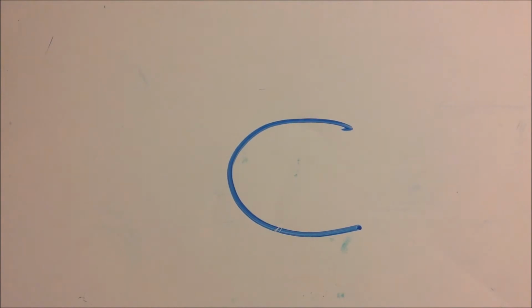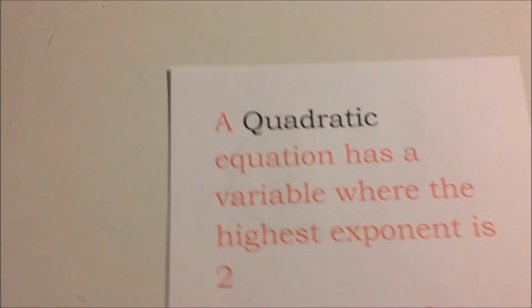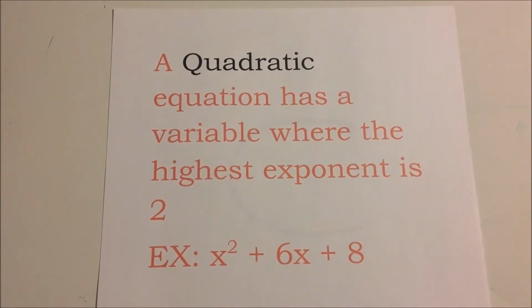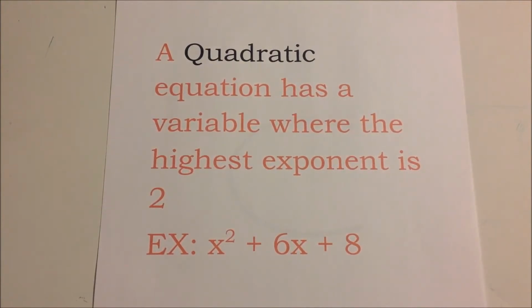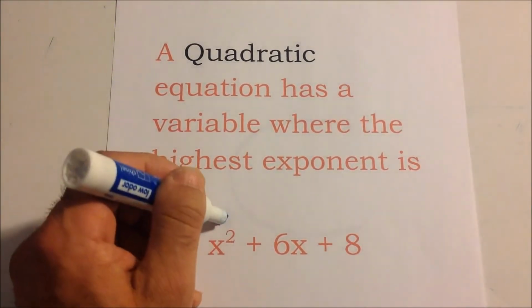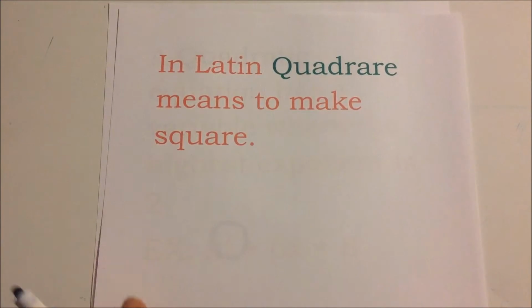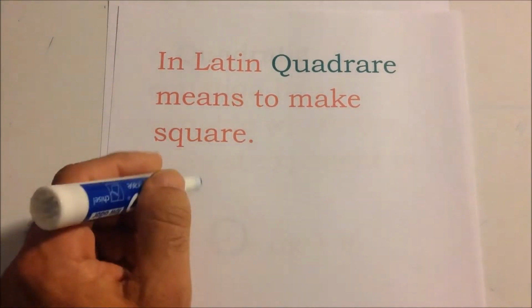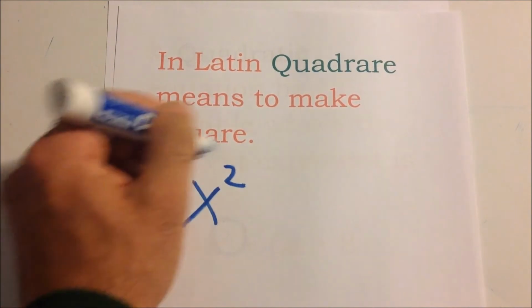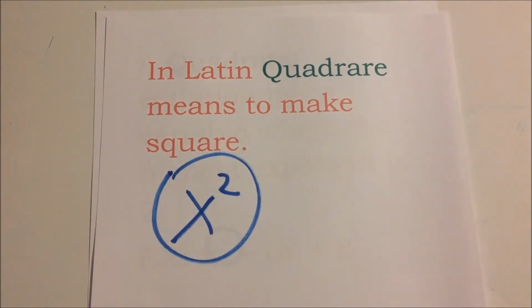The word quadratic comes from Latin, from quadrare. In a quadratic equation, the highest exponent is a 2. This is the standard way it looks, where the exponents decrease. So the highest exponent is a 2. Again, quadrare in Latin means to make square. You see x squared, right? If we see that squared, we know it's quadratic.